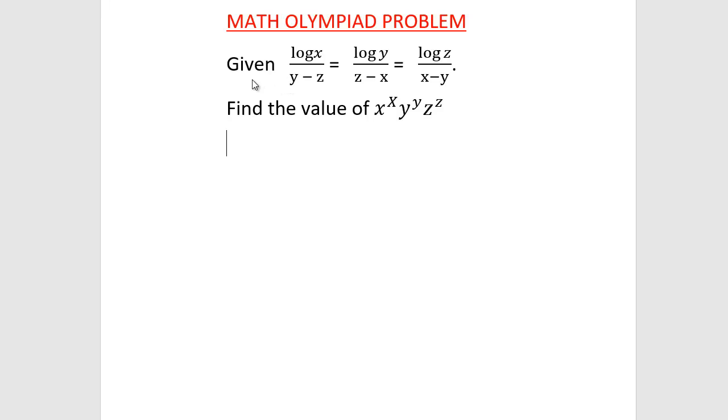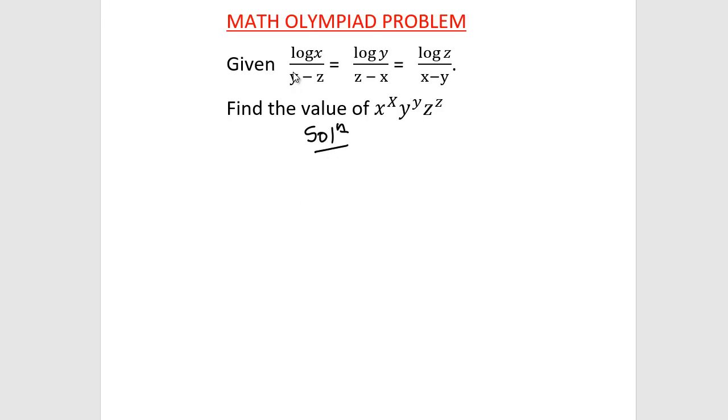The question reads, given log of x over y minus z is equal to log of y over z minus x is equal to log of z over x minus y. We have to find the value of x to the power x multiplying y to the power y multiplying z to the power z. So now let's start.